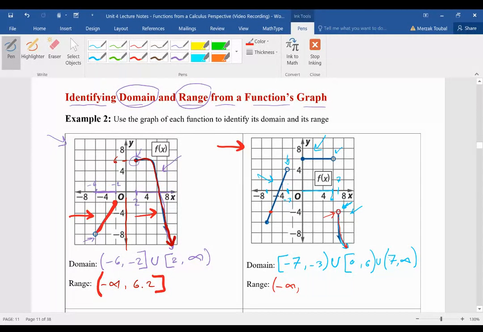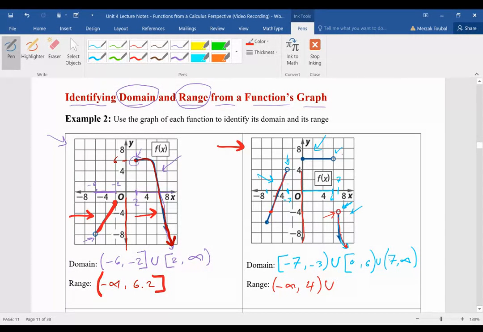And anything above -4 up to 4. So it starts from -infinity, and then anything above -4, because these segments include all these points, up to 4 not included. So we're going to do 4 parentheses.